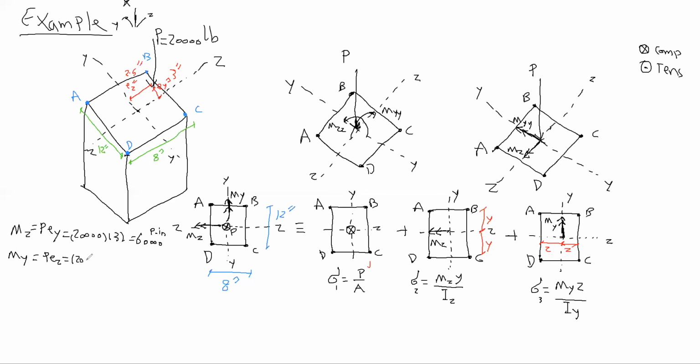It's 20,000. What is EZ? 2.5. That would be 50,000. I did something. It's pound inch, right? What I wrote, it's the pound inch, and also this is pound inch. Okay.